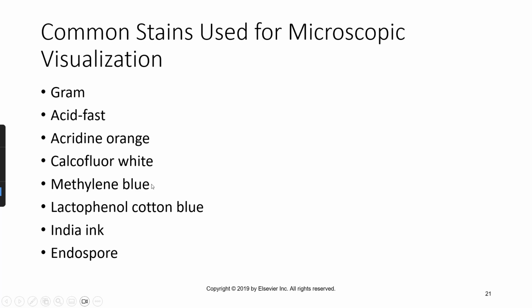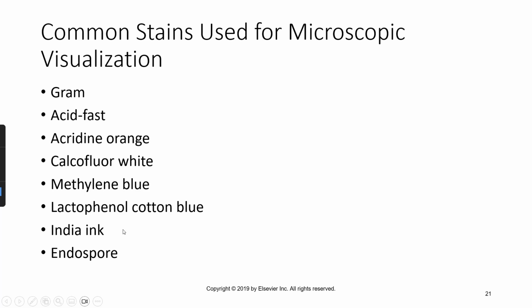Methylene blue, this is our standard go-to stain if we just want to get a gross examination of cell shape. We can use methylene blue. Lactophenol cotton blue we would use with our mycology specimens. So lactophenol cotton blue is unique because it kills the mold spores. And we'll learn more about that staining procedure, and we'll actually get to perform it in advanced microbiology.